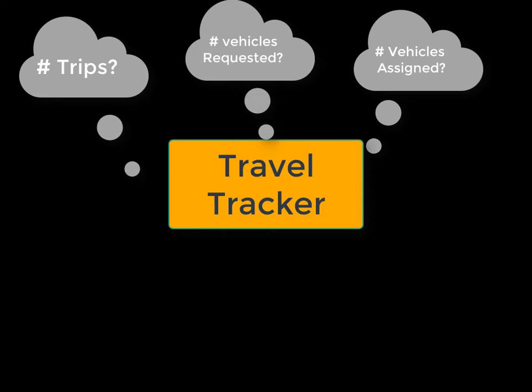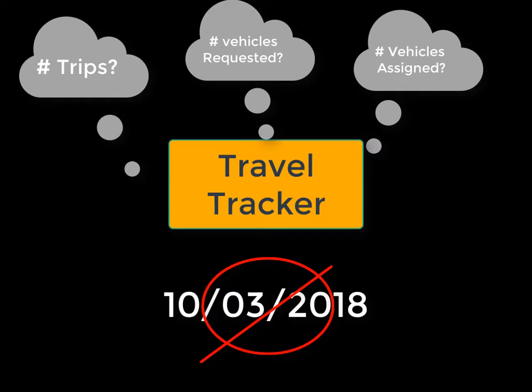Today's travel tracker tip is about pulling a report down that will allow you to see day by day the number of trips, number of vehicles requested, and number of vehicles reserved. Now, the reason you might want to do this is to easily be able to see dates that might need to be blocked if there's a tremendous amount of activity.